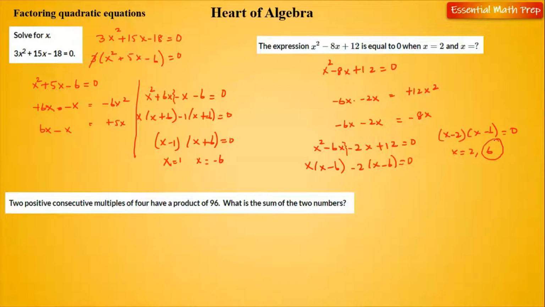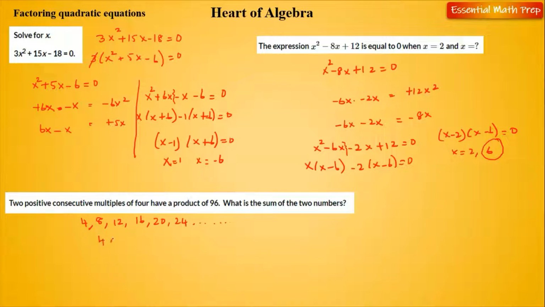Two positive consecutive multiples of 4 have a product of 96. What is the sum of the two numbers? So let's write down all multiples of 4, starting with 4 itself: 4, 8, 12, 16, 20, 24, and so on. You need to multiply two of the consecutive multiples.